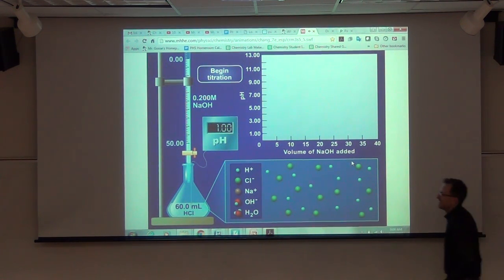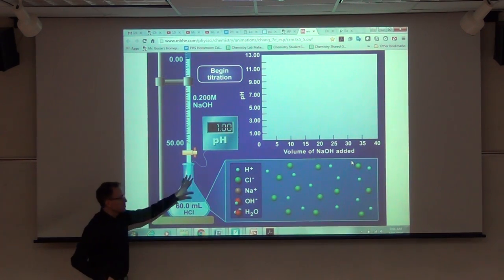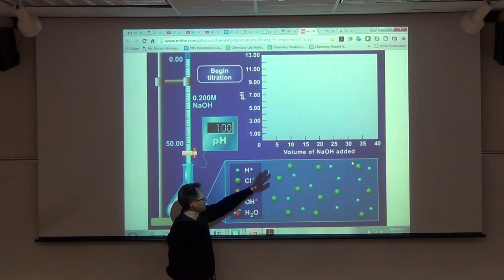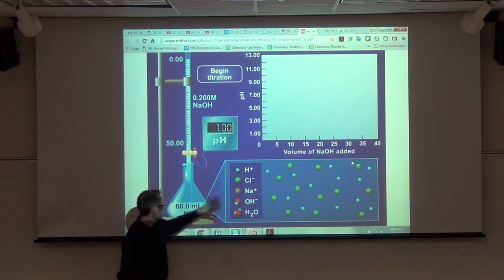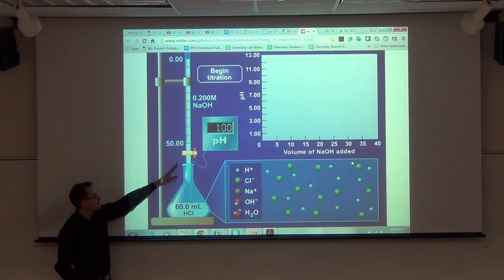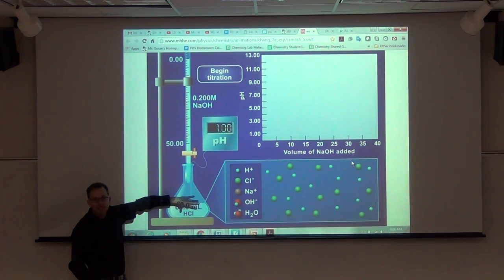Woo! All right, you have to be able to explain what's happening. It's really important as we do this that I want you to notice what's all happening here. Right now all I have is H+ and Cl- ions, because that's what's inside my... which one, actually, I should ask this: is the analyte in the burette, or is the analyte in the Erlenmeyer? The Erlenmeyer, because I'm analyzing that.